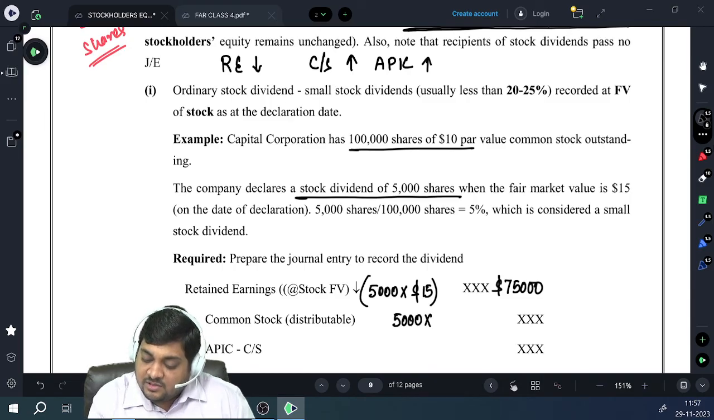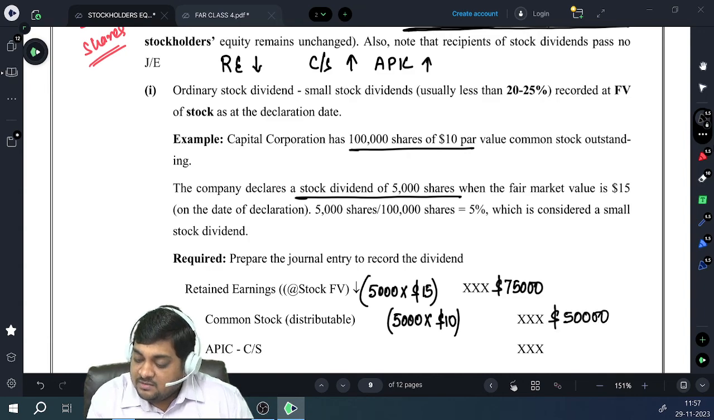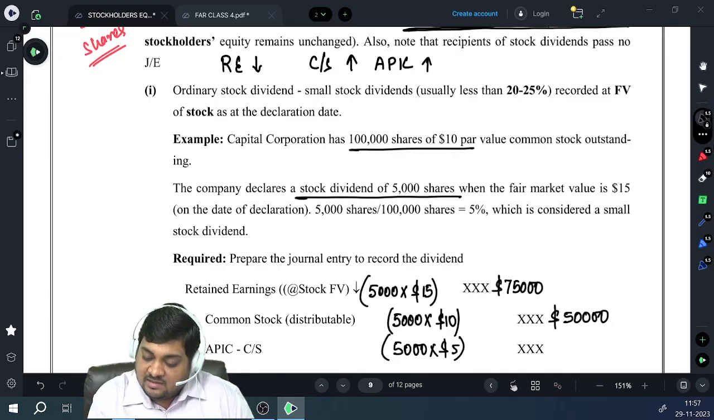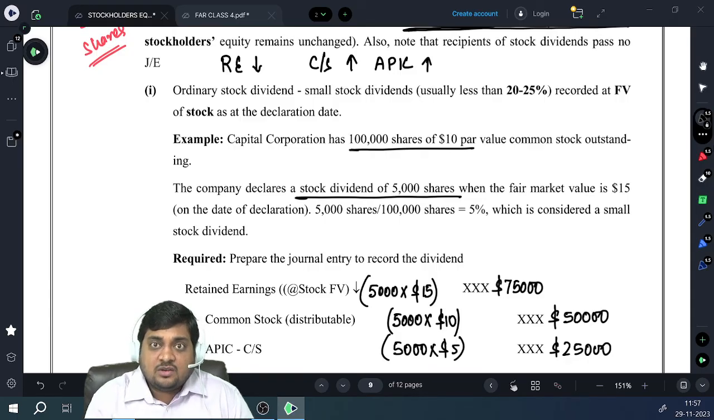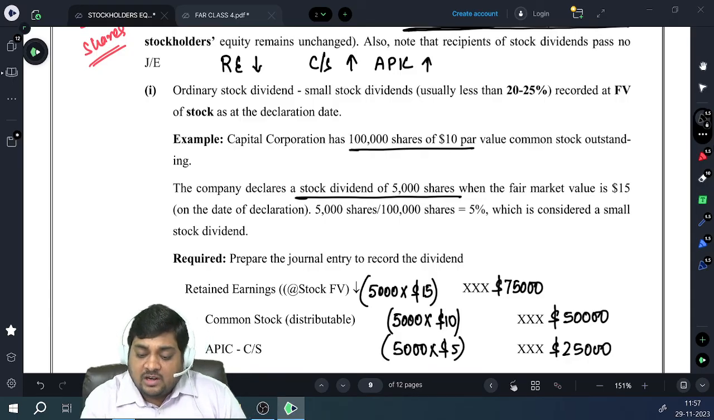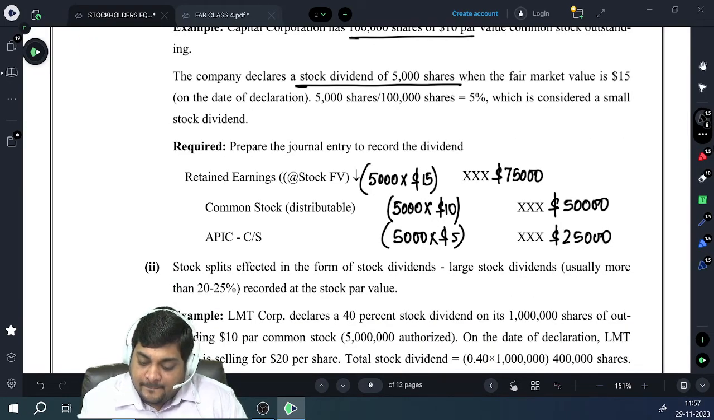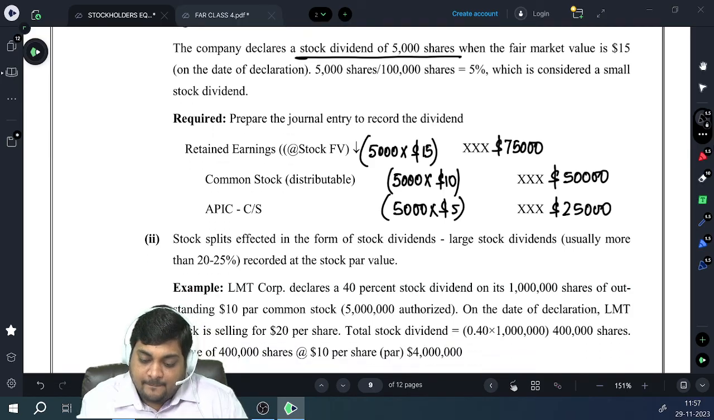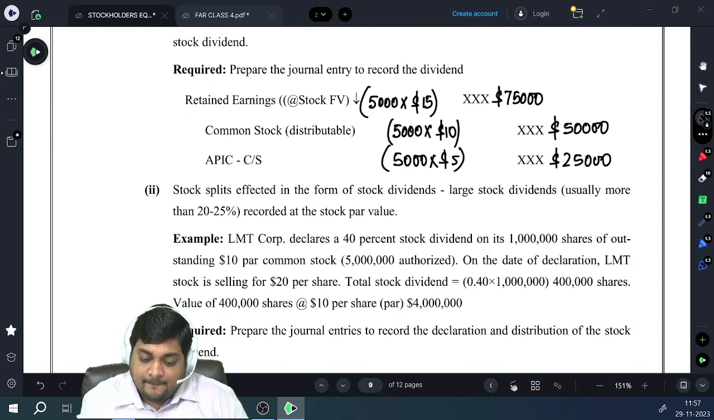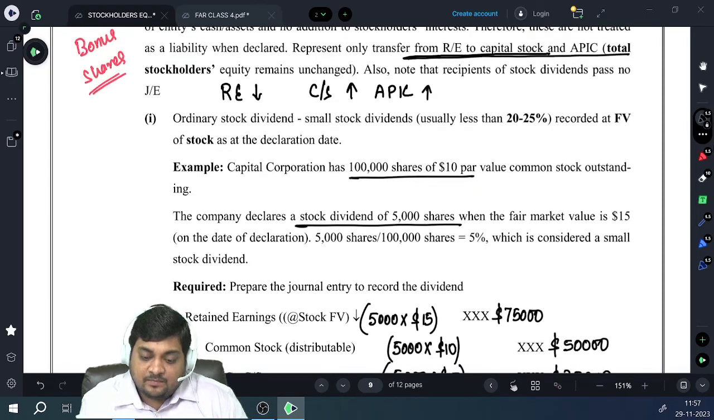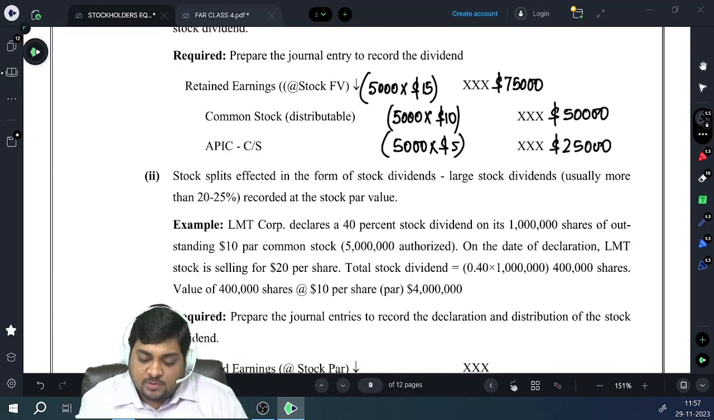It will be 5,000 into $10. That is $50,000. And this will be 5,000 into 5. That comes to $25,000. See, all these are components of stockholders' equity. So total stockholders' equity will remain the same. So this is ordinary and this is stock split.